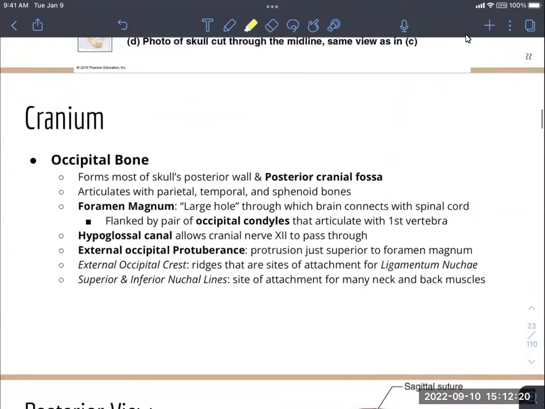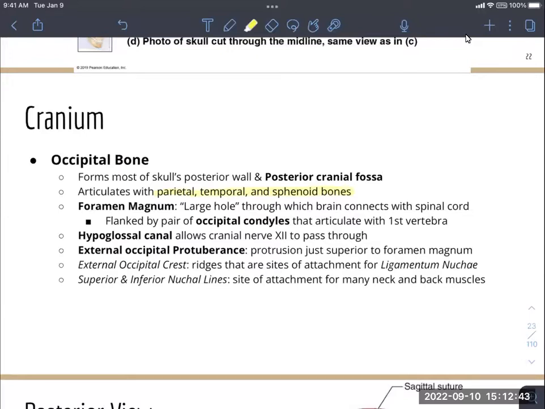Let's look at the occipital bone. It's that posterior part of your skull. You feel the back of your head. You can feel some different bumps back there. Those different bumps are actually on your occipital bone. But that occipital bone actually articulates with the parietal, temporal, and sphenoid bones.